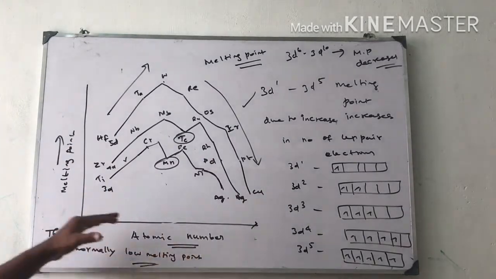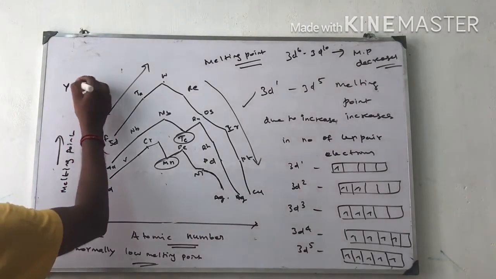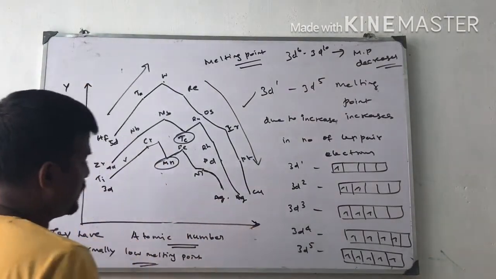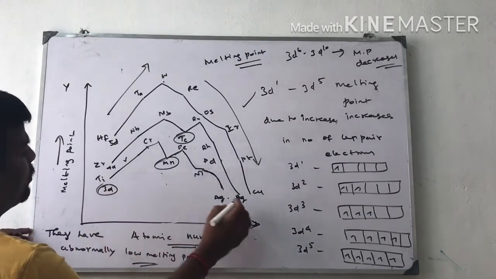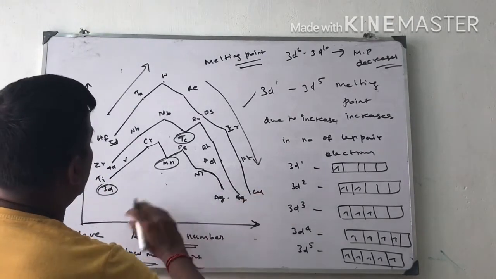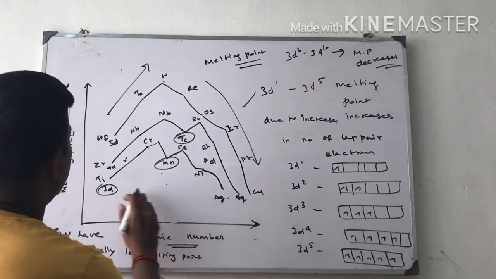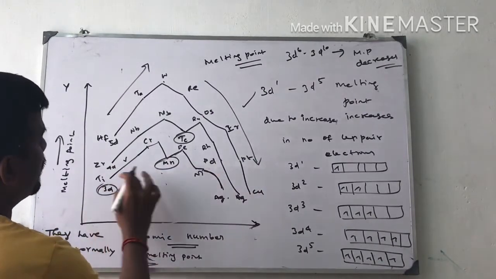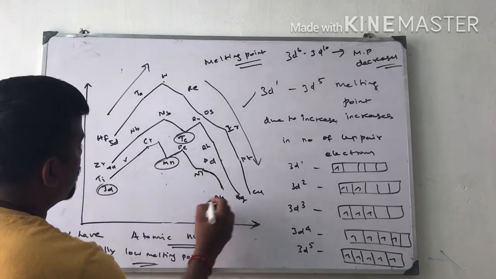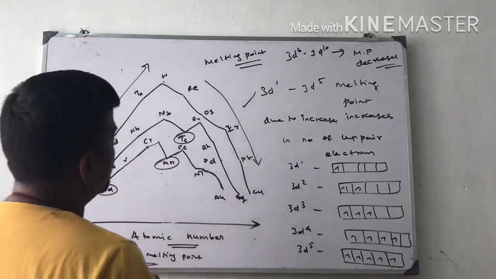This is the atomic number and this is the melting point. The y-axis shows melting point and the x-axis shows atomic number. This is the 3d series, titanium to zinc, then zirconium to silver, titanium to gold, sorry, and all these are given, right?